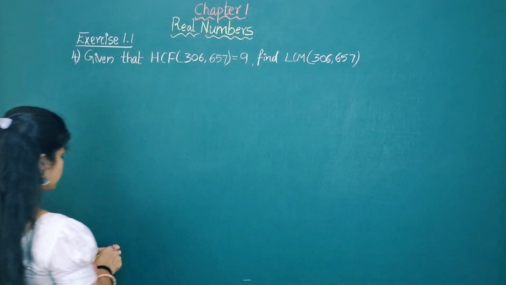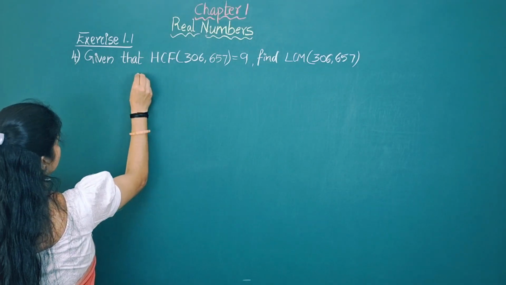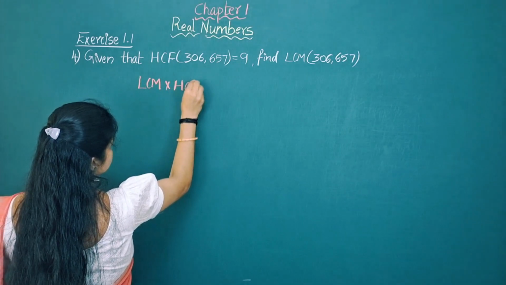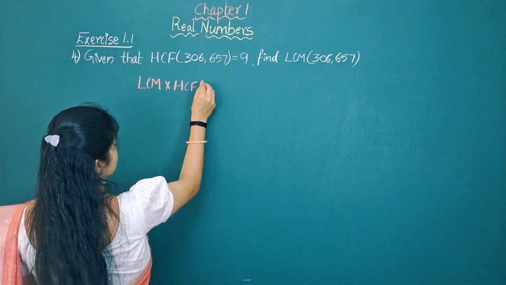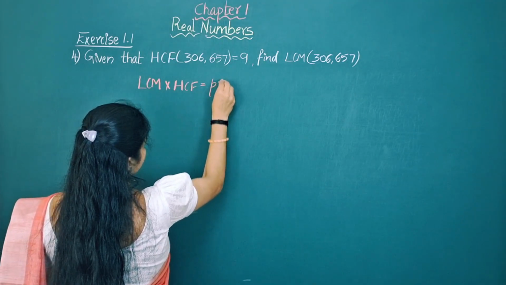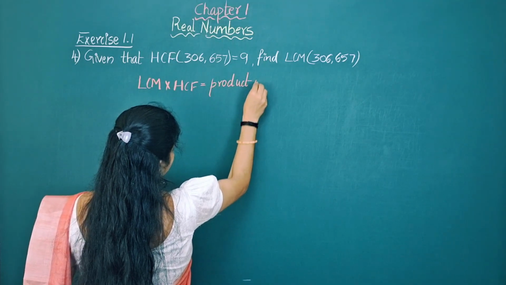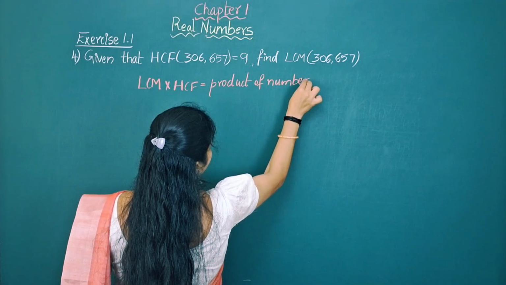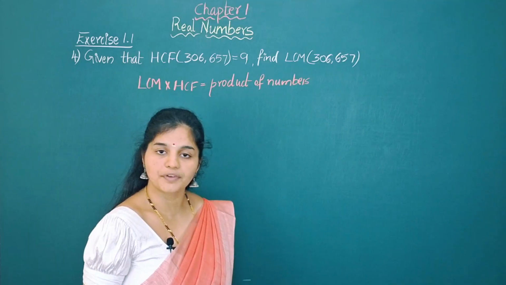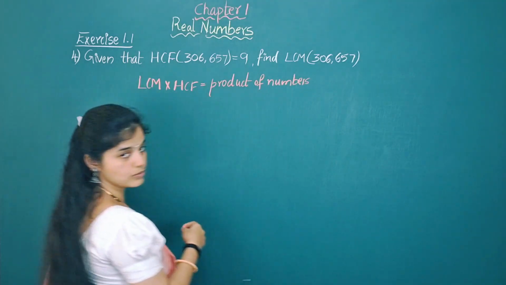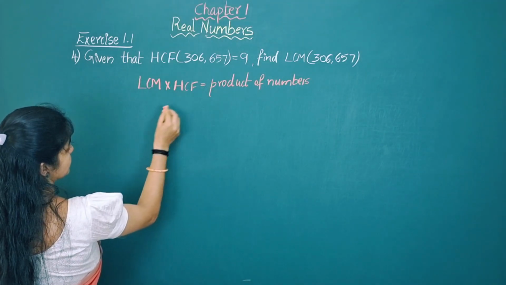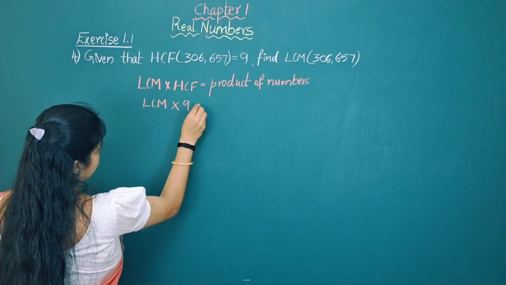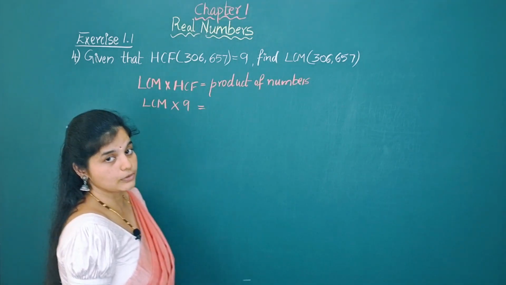Okay, so I'll just write it. So we have learned product of LCM and HCF of two numbers is equal to the product of numbers. So now, using this formula, let us find the LCM of the given two numbers. They have given us HCF is 9, and we need to find LCM. HCF into LCM is equal to product of numbers.